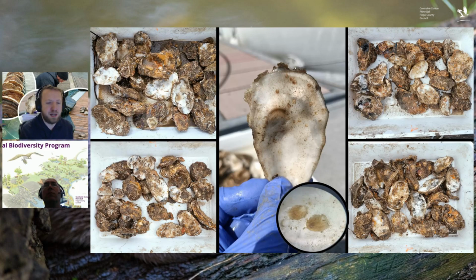So that's done by putting out a lot of oyster shell. So this is specific oyster shell that we put out in bags. And then this is an image here in the middle. So you can kind of see those smaller dots on the oyster shell. Those are baby native oysters that did spawn and settle.